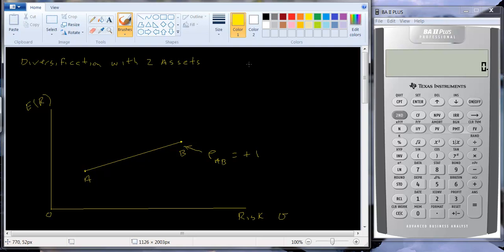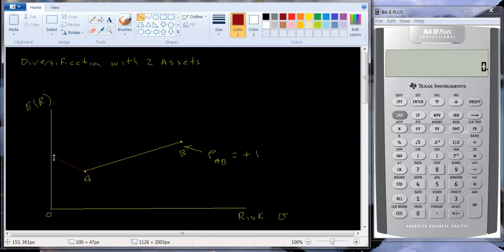Now, one of the different cases that you can have, let me change colors here, the polar extreme here is the case where you have perfect negative correlation. If you have perfect negative correlation, you can actually combine these two securities to produce a riskless portfolio. So let me draw that in. What's that going to look like? It's this red line here.